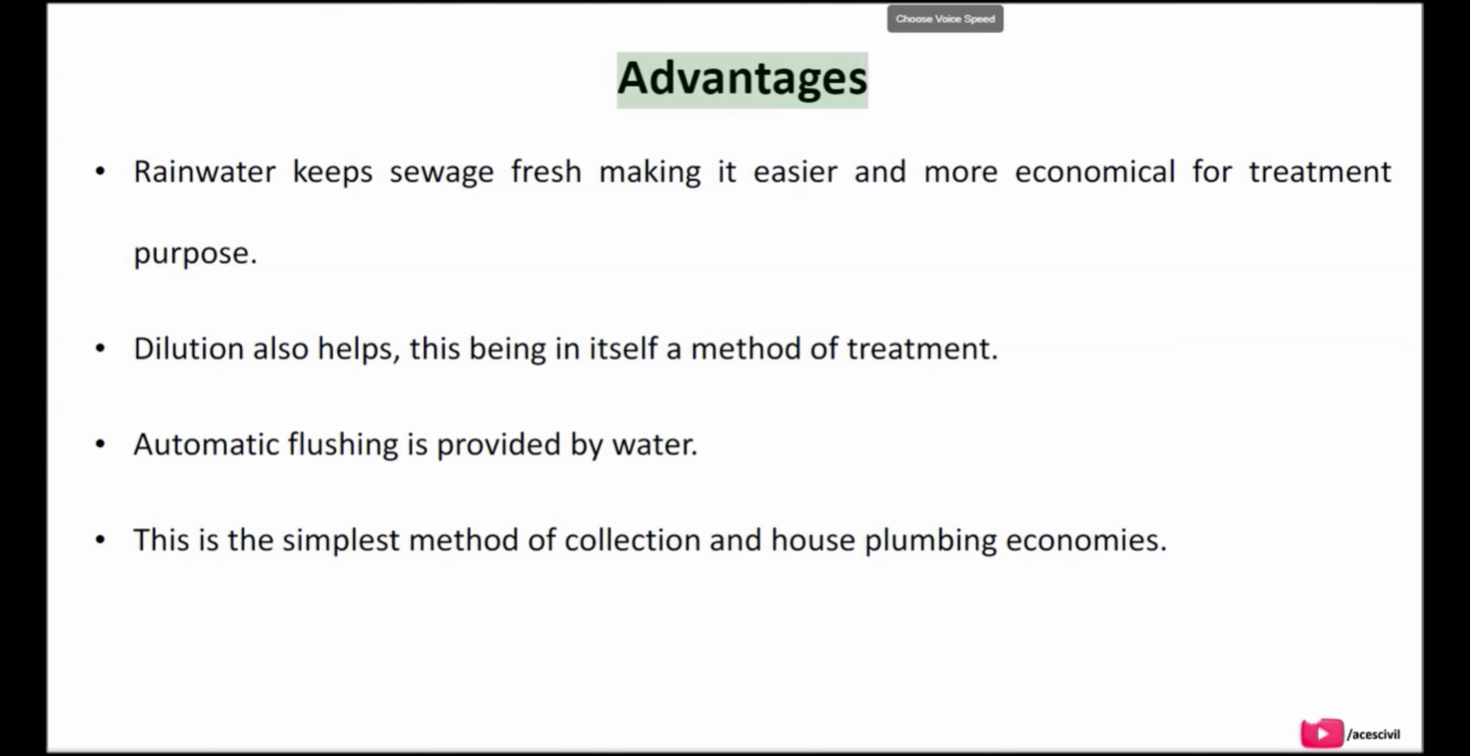Advantages. Rainwater keeps sewage fresh, making it easier and more economical for treatment purposes. Dilution also helps, this being in itself a method of treatment. Automatic flushing is provided by water. This is the simplest method of collection in house plumbing economies.